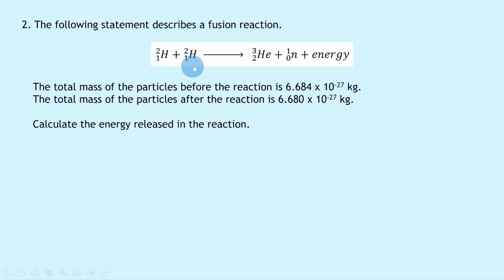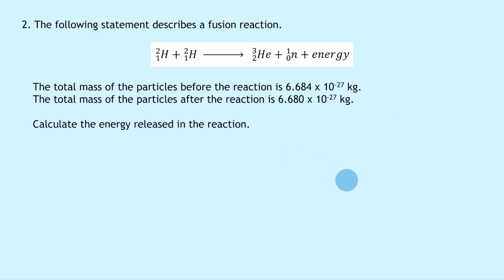Question 2 says the following statement describes a fusion reaction. So we have hydrogen plus hydrogen going to helium-3 plus a neutron plus energy. It then says the total mass of the particles before the reaction is 6.684 times 10 to the minus 27 kilograms. And the total mass of the particles after the reaction is 6.680 times 10 to the minus 27 kilograms. Calculate the energy released in the reaction.